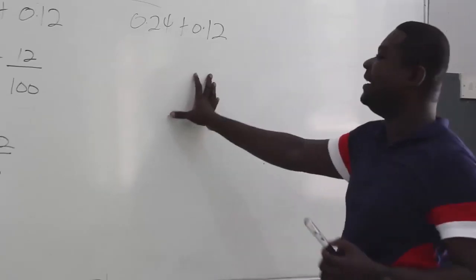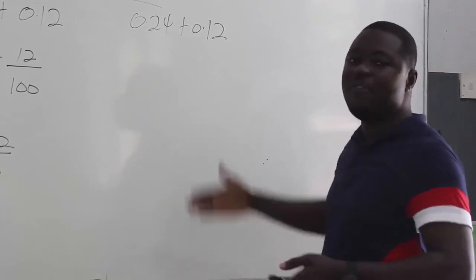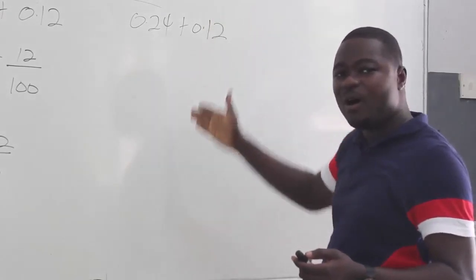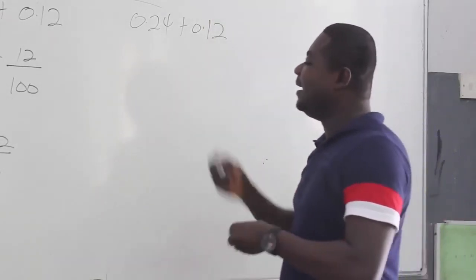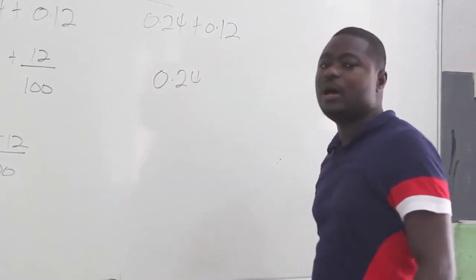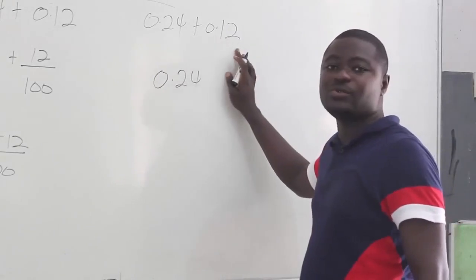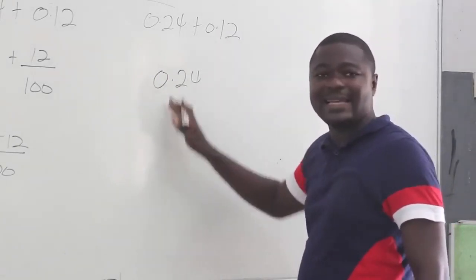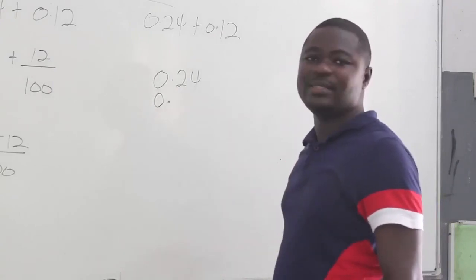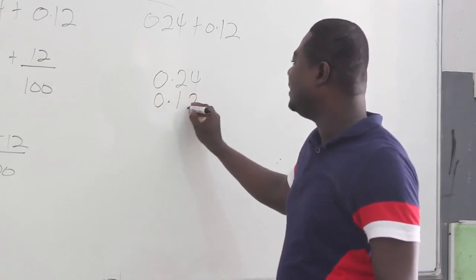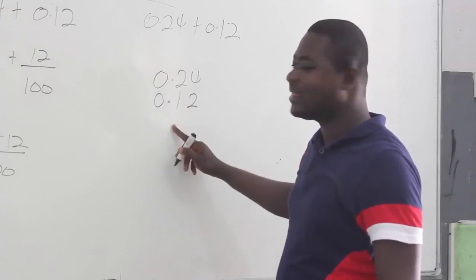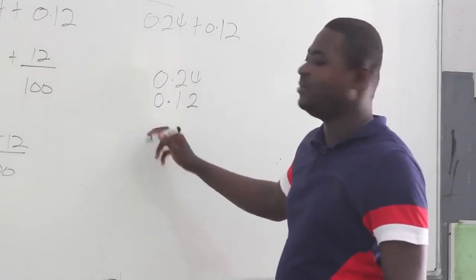The other procedure is to maintain the decimal. Then you arrange them so that the decimal points are all in line. Example: 0.24. I'm going to arrange the 0.12 to make sure the points are in line. So my 0 will be here, then the point is there with my 1 and my 2. So the decimals are in line: tenths, hundredths.